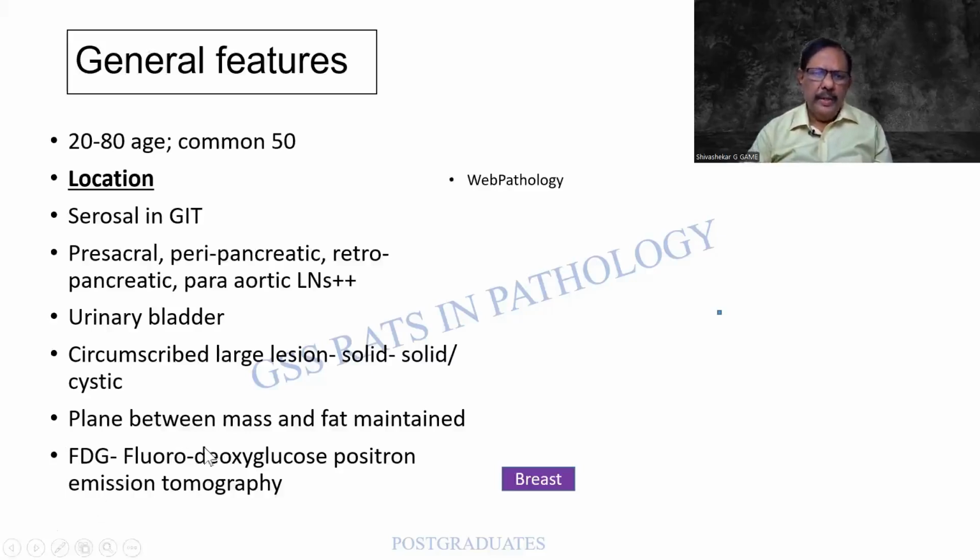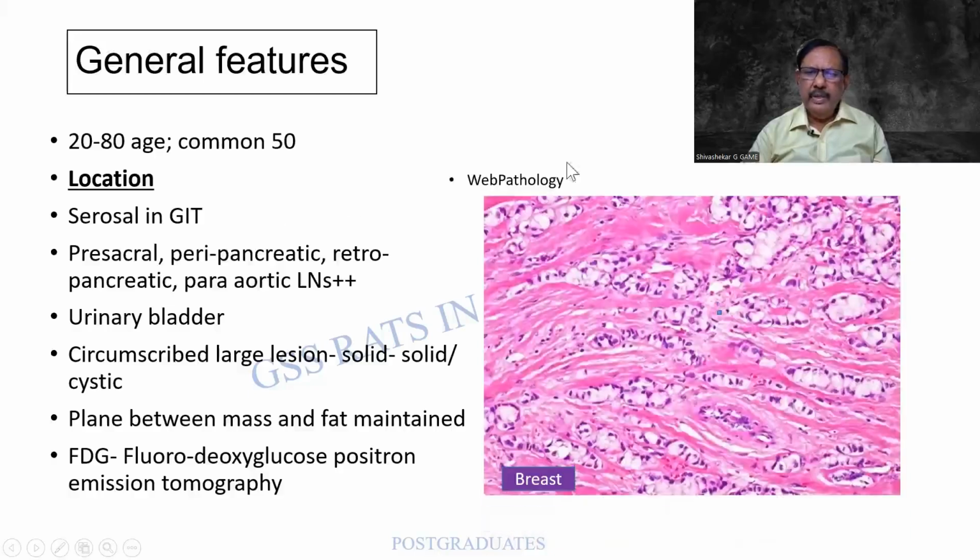There is one entity called fluorodeoxyglucose positron emission tomography, which is used for the diagnosis. As I told you, there are other locations where you can see them, and strangely, this is a picture courtesy of Web Pathology wherein I am finding signet ring cells in the breast.